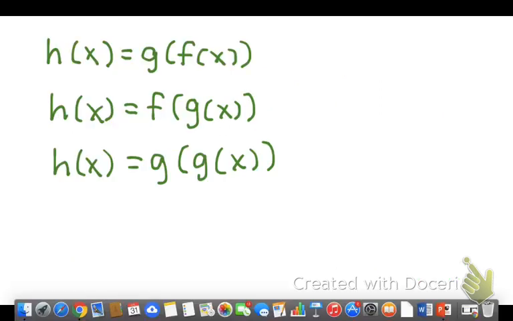The last thing I'm going to point out, and you may have noticed it when we were working through the problems, sometimes the f of x is on the inside, sometimes the g of x is on the inside. Sometimes you'll see it's g of f of x. You'll see some of those in your homework problems, so don't get hung up on it just looking one specific way.